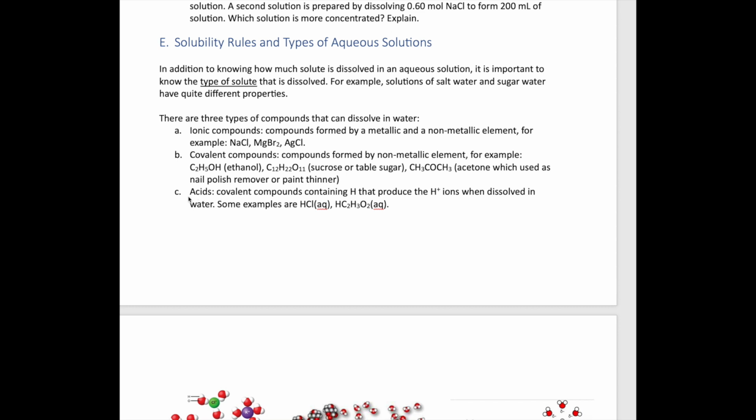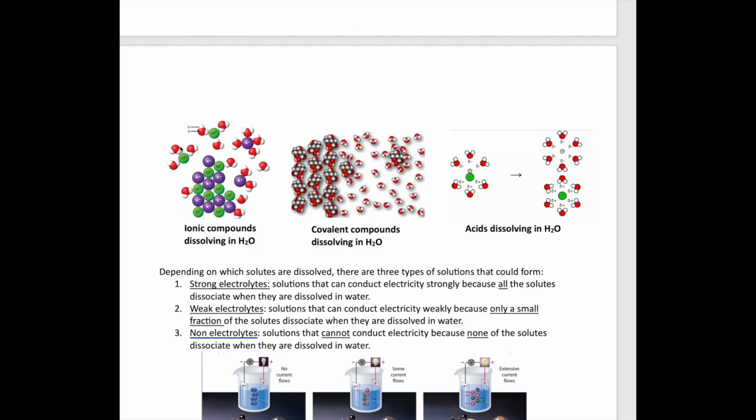And then the third category is something that's new that we've not talked about before, which is called acids. So typically we separate out compounds as ionic or covalent, but acids can do both. It's covalent, but when you mix it with water, it produces ions as well. So some examples of acids are HCl, HC2H3O2. So this one is called hydrochloric acid. Maybe it's something you've heard before. This one is called acetic acid, which maybe you have or have not heard, but it is the ingredient of vinegar. So let's take a look at how each one of these compounds dissolve in water.